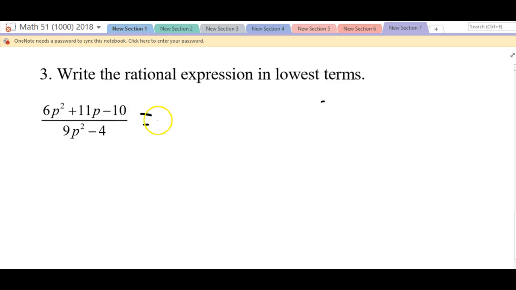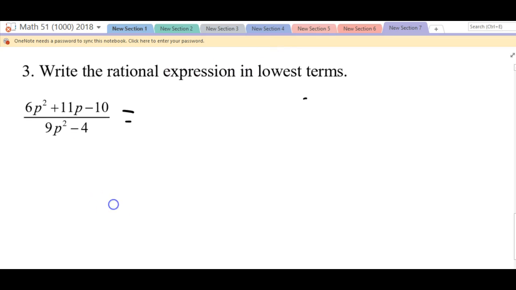So, first things first, what about the numerator? Is there a GCF for the numerator? 1, right? Okay. So we'll focus on that. So for that, how many terms are there? 3.